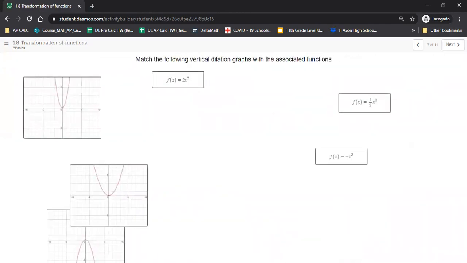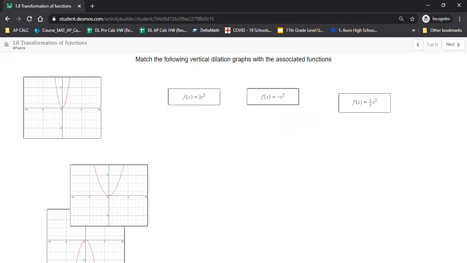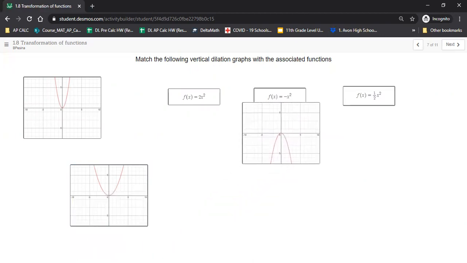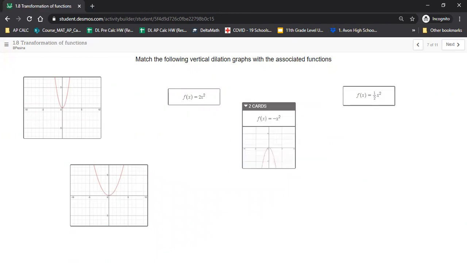Alrighty, so let's go ahead and do a quick check for understanding. So I have the functions 2x squared, negative x squared, and 1/2 x squared. I'm going to go for the easier one here, negative x squared, because that's just a parent function that is reflected about the x-axis. So these right here, go ahead and match.